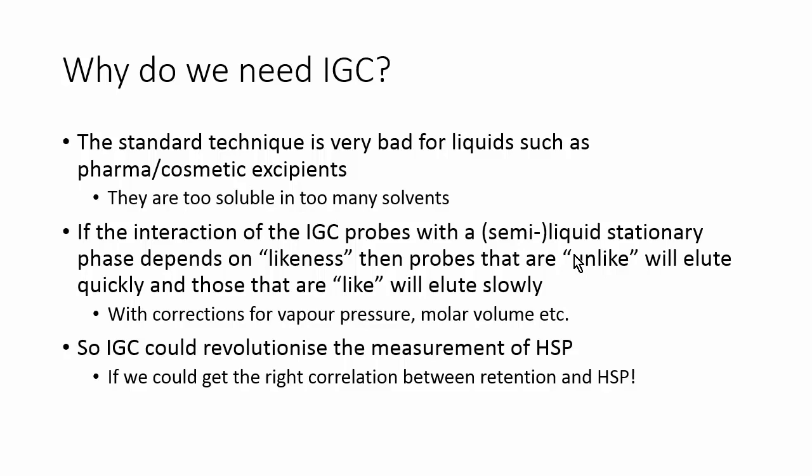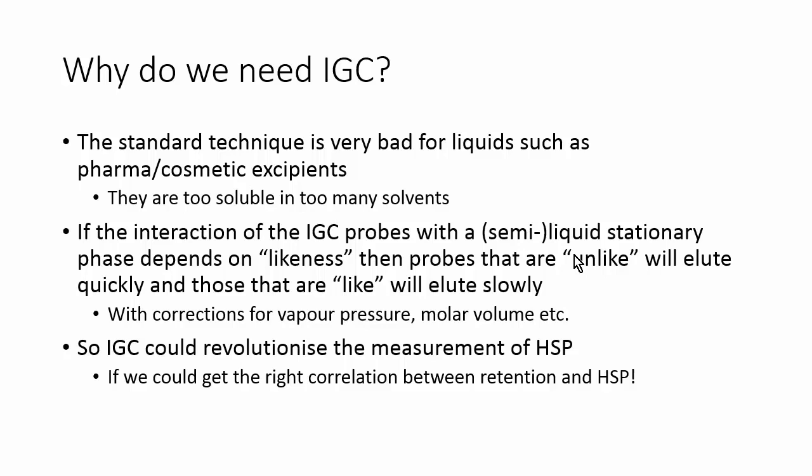But if you can do an IGC experiment, if you can put this semi-liquid onto the stationary phase, and the interaction of the IGC probes depends on how like or unlike it is, then the unlike will elute quickly because they won't want to spend time in the stationary phase, and if they're like, they will elute slowly. Of course, you have to correct for vapor pressure, molar volume, and things like that, because small light molecules will elute fast for other reasons.